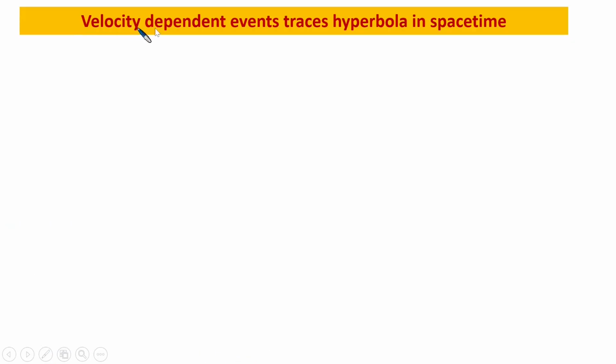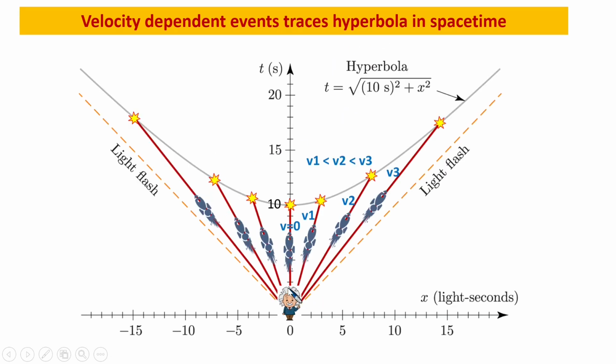Okay, now we will discuss how velocity-dependent events trace a hyperbola in spacetime. So what do I mean? Suppose Einstein has a firecracker and it bursts in 10 seconds, but if he has firecrackers having different speeds, then he will observe that the one with lower speed is here, this is higher speed, this is still higher. For the one with the higher speed, because of time dilation, the moving clock runs slow, so Einstein will see it at a longer time. And if these events are plotted in a graph, you will see it obeys a hyperbola.